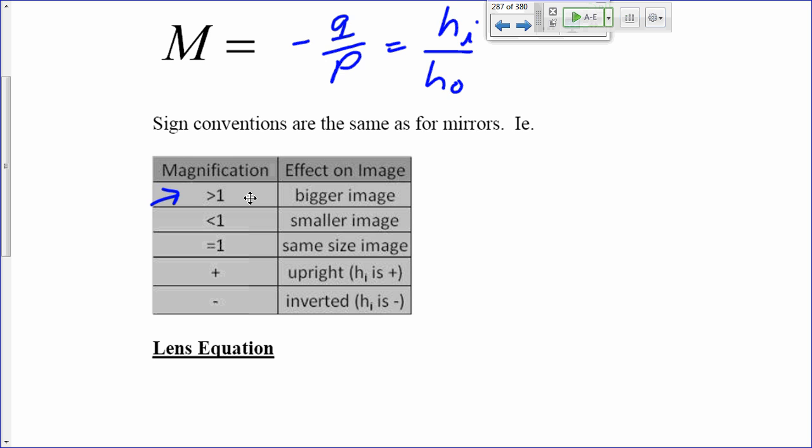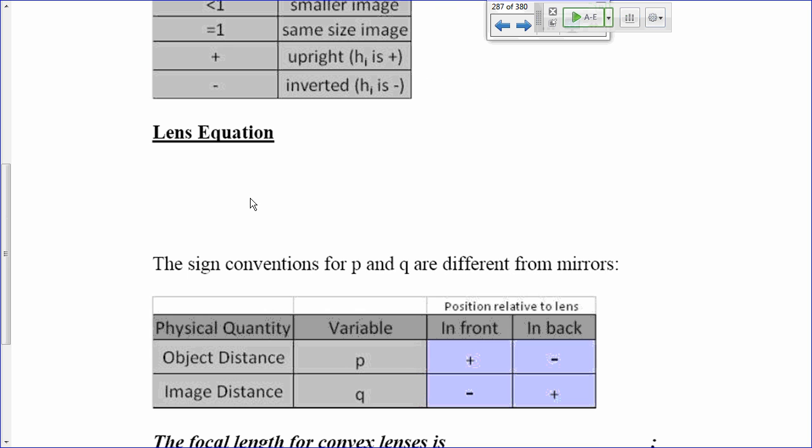And we have the same lens equation, which, if y'all are in lab, you've already used. This looks the same as it does for mirrors, and it works a lot the same.